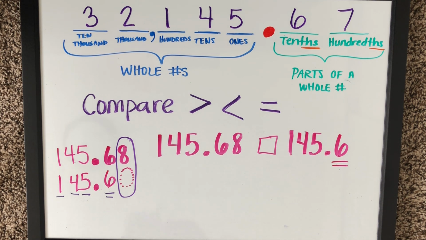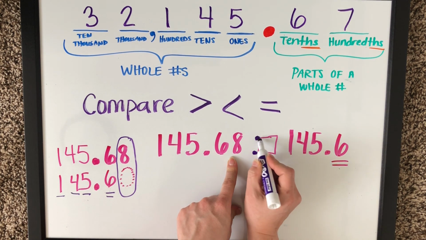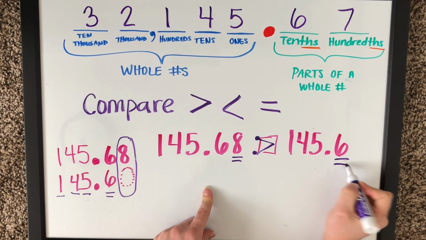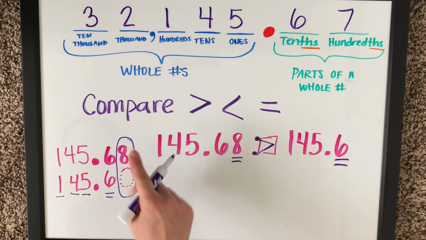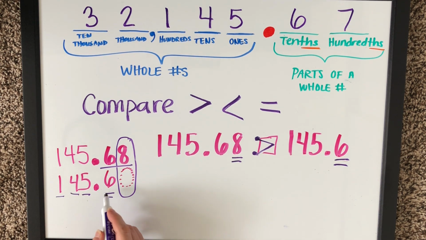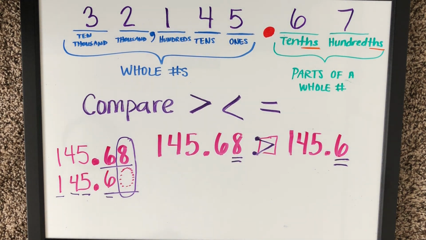Now, I know that 8 is greater than 0, so that means 8 hundredths is going to get my 2 dots. It is greater than 6 in the tenths place, because 8 is greater than 0, or 68 hundredths is greater than 60 hundredths.